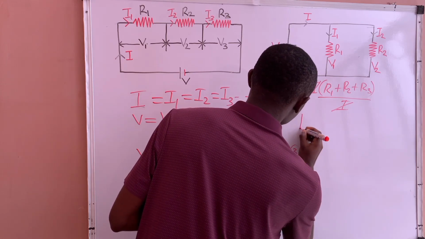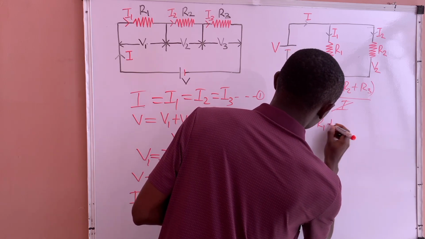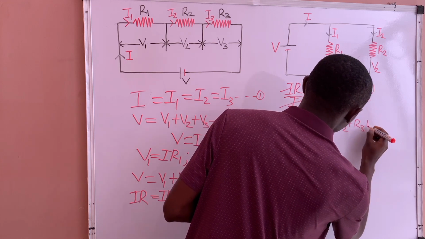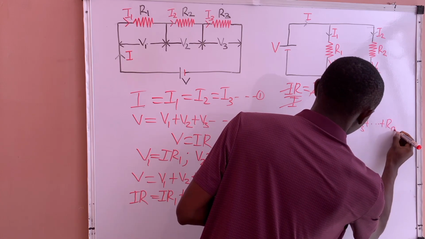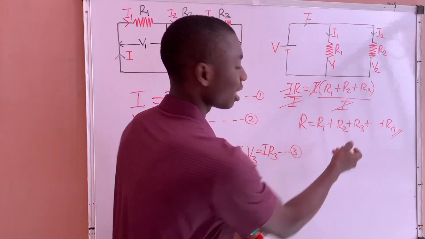So R, which is the total resistance, is now equal to R1 plus R2 plus R3 plus any number of resistors. So this is how this formula came about.